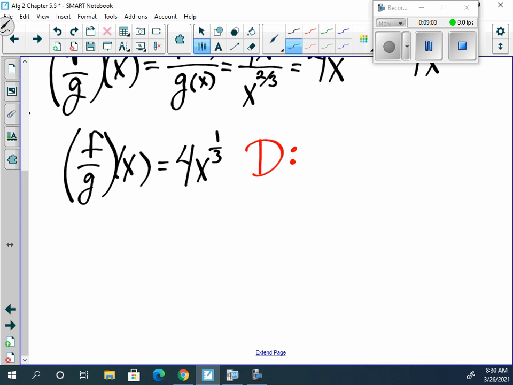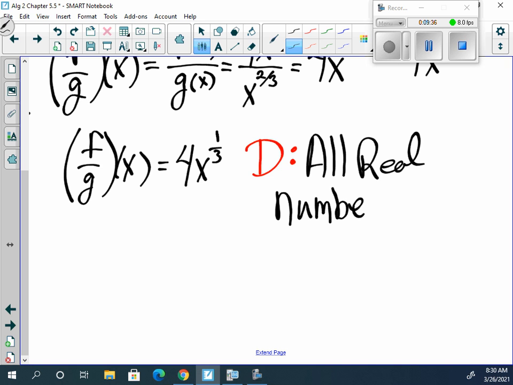Because 1/3 is a cubed root, 2/3 is a cubed root. I can take the odd root of a negative number, because negative 8 cubed root is negative 2. We can take the odd root of a negative number. So that means I can have all real numbers for a cubed root, because we can have positive or negative. So this here is all real numbers.